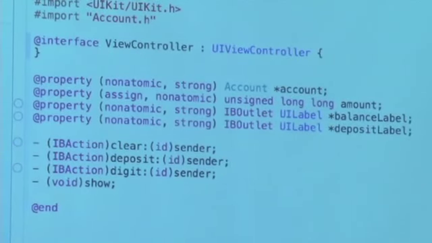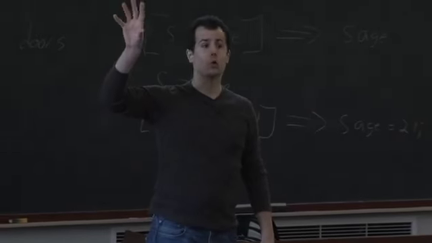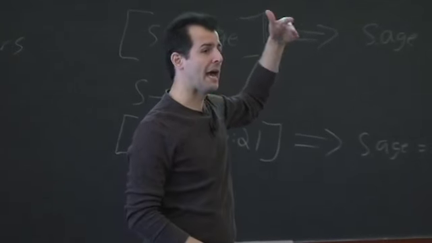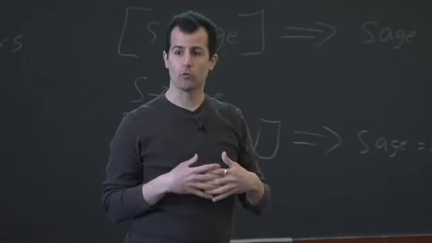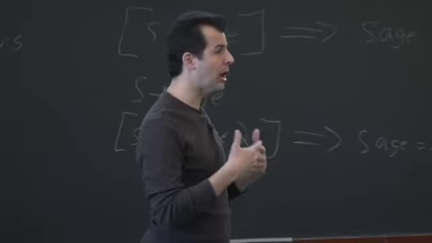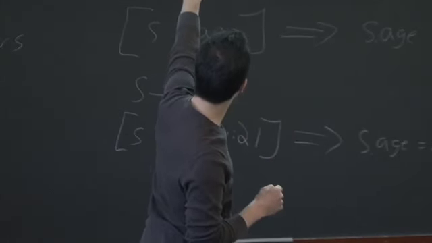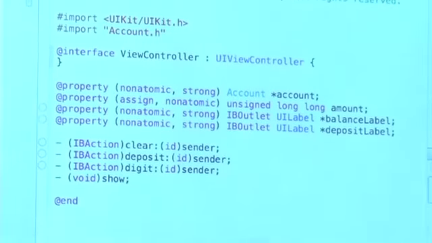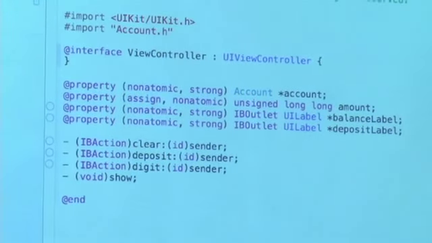OK. So in short, I have 4 properties, 2 of which are something called outlets now. I have 4 methods, 3 of which are called actions. Actions refer to methods, outlets refer to properties, and these things, as denoted by the silly looking circles there, are now going to allow me to wire things up in my user interface. So let's see what I mean by that.